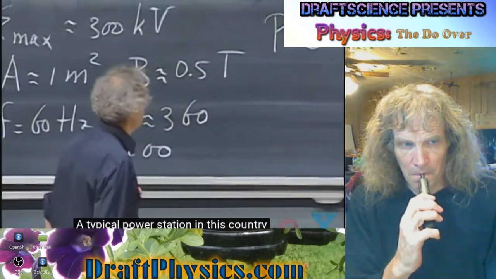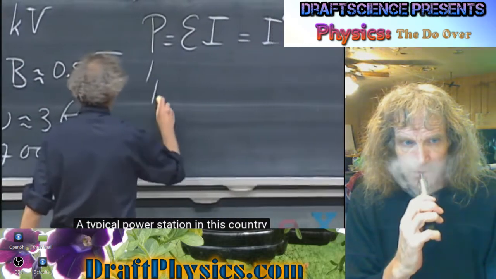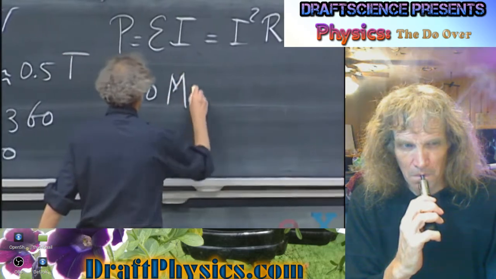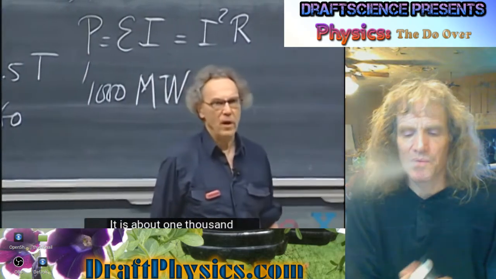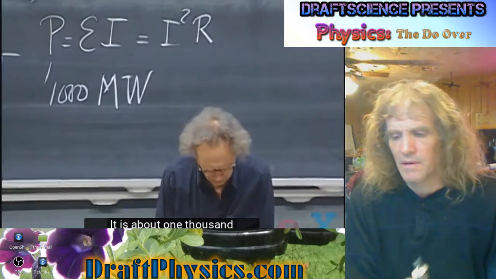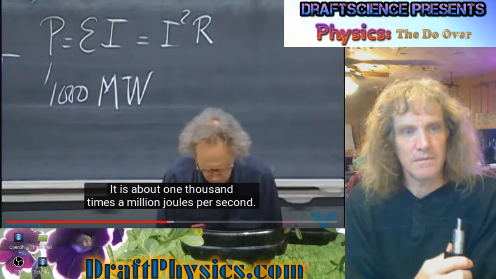A typical power station in this country produces about 1,000 megawatts, which is about 1,000 times a million joules per second. Billion.